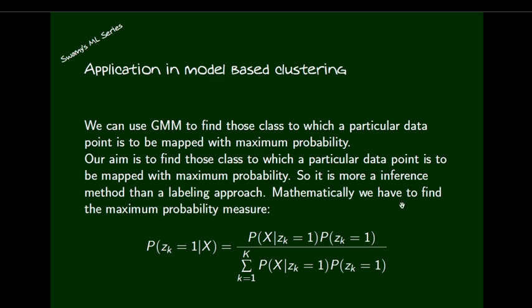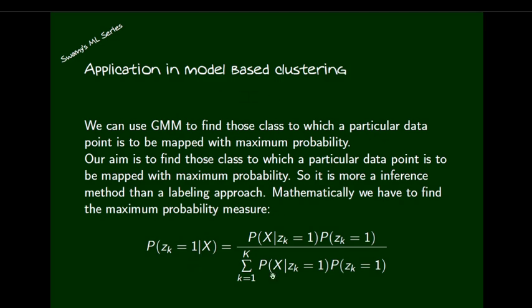So mathematically we have to find the maximum probability measure like this. The probability that a given sample belongs to the kth cluster is equal to P of x given zk is equal to 1 into P of zk is equal to 1, divided by this marginal. We simply take the sum of this numerator. This is nothing but Bayes theorem, the Bayes posterior distribution. So the GMM model can be used to calculate the posterior distribution that helps us to develop model-based clustering.